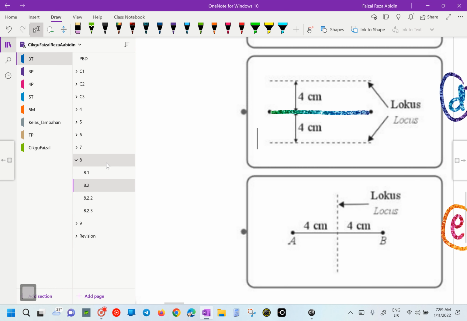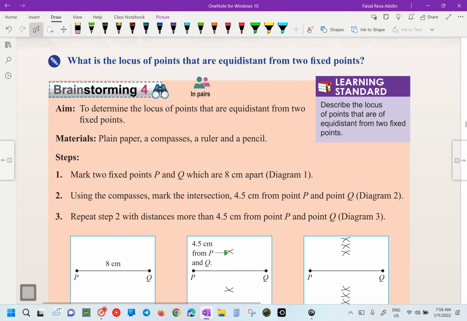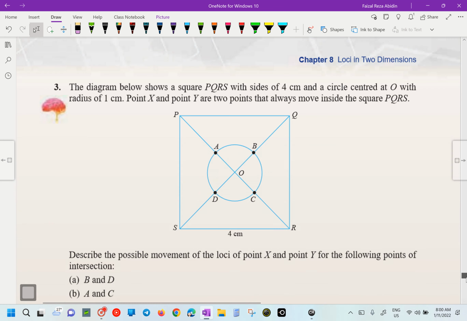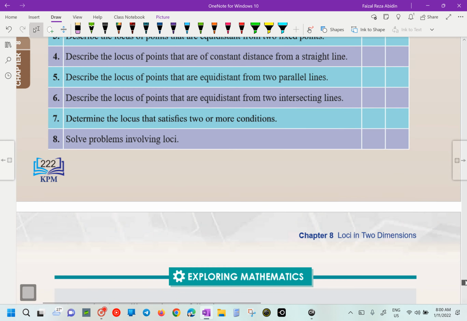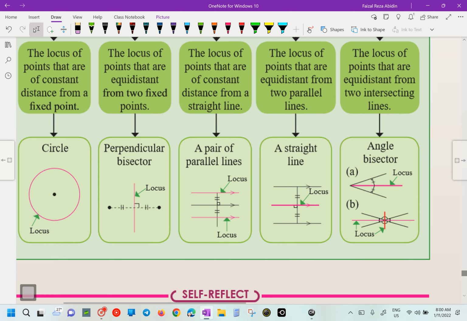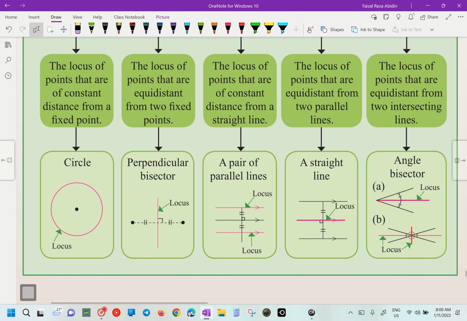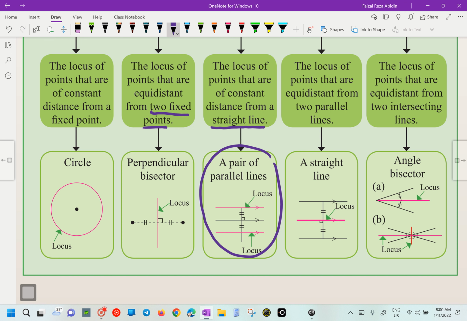Can you please open your textbook? Okay. If you look in your textbook to the page of 222 just now, can you see that? Yeah, the first one. The first one we have over here, a straight line. We are going to have this one. Right? E just now, this one is what? From two fixed point. Two fixed point, we are going to get E just now.